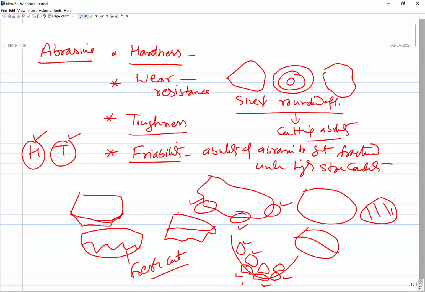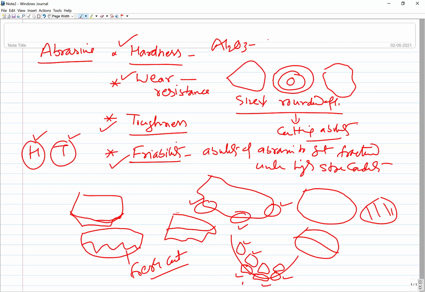So there are two dimensions related to the friability. One, the fracture of the abrasives producing the fresh sharp cutting edges. Second, the abrasives getting dislodged and exposing the fresh cutting edges again. So it is expected that the abrasives have these characteristics: high hardness, good wear resistance, good toughness, at the same time good friability. Okay, and I have already talked about the kind of abrasives which are there, like alumina.